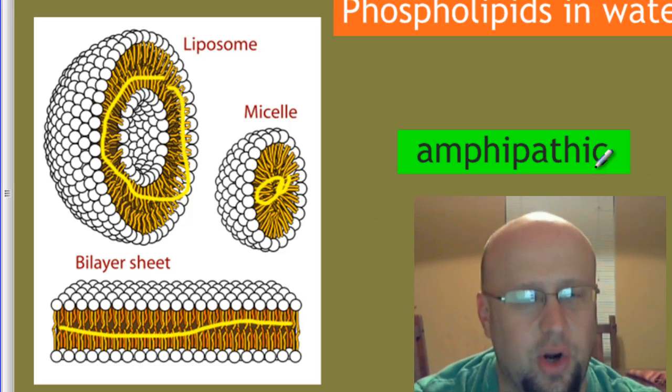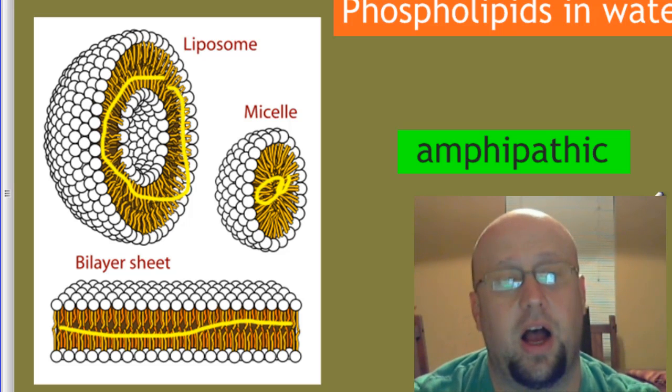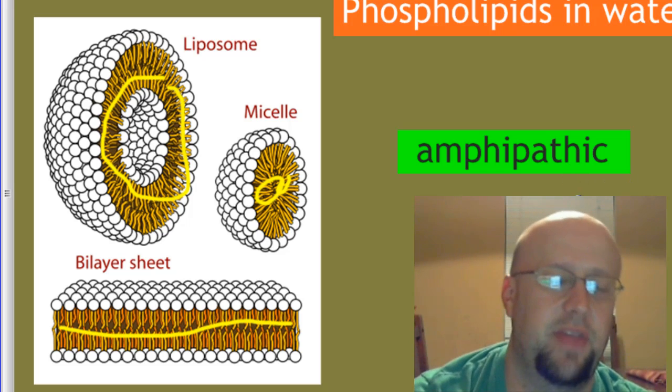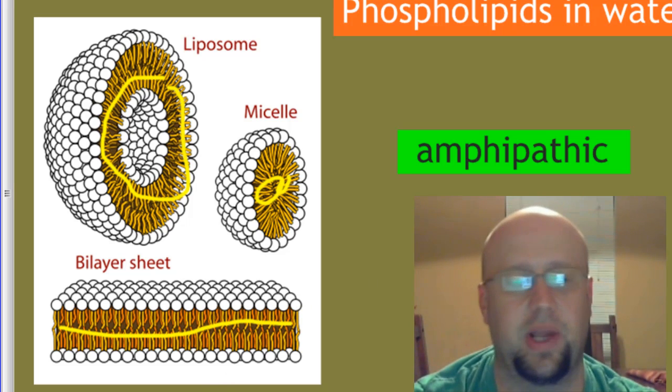There's a special term for this idea that phospholipids have two sides to them. They're called amphipathic, which means that they have one end that likes water and one end that dislikes water, and so they arrange themselves in this way.